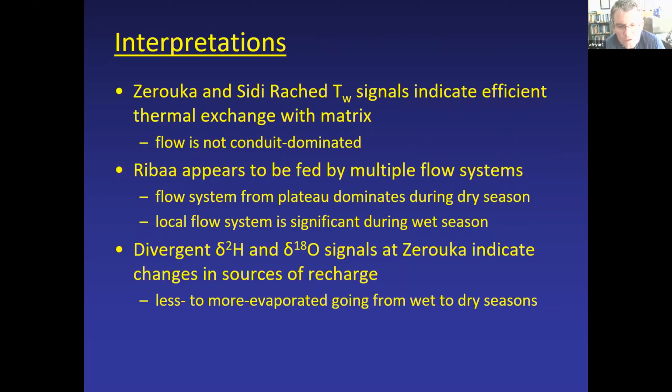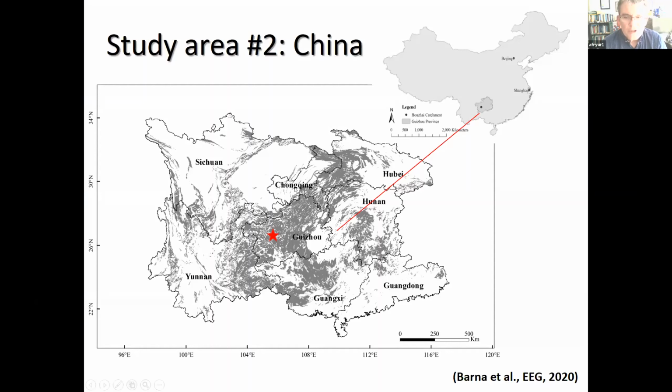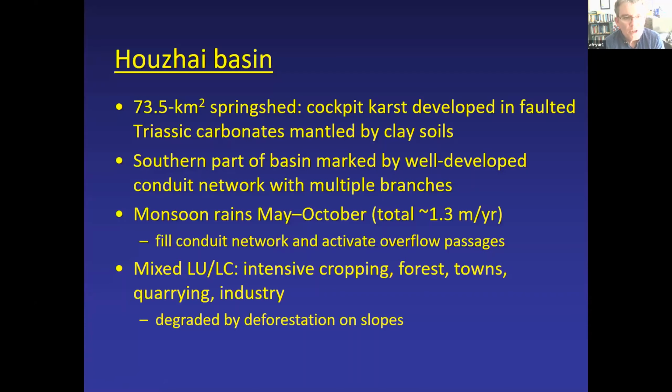And the divergent deuterium and O18 signals at Zaruka indicate changes in sources of recharge, going from less to more evaporated as you go from wet to dry seasons. Our second study area, Guizhou Province, China, is shown in the national map outlined at upper right and then at lower left. The gray represents carbonate outcrops in the Chinese portion of the South Asian karst, and the red star is our study basin, which is the Hozhai Basin.